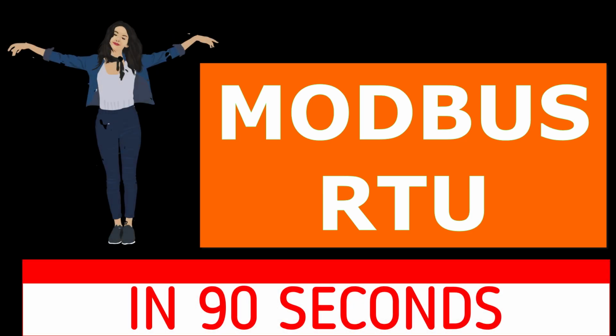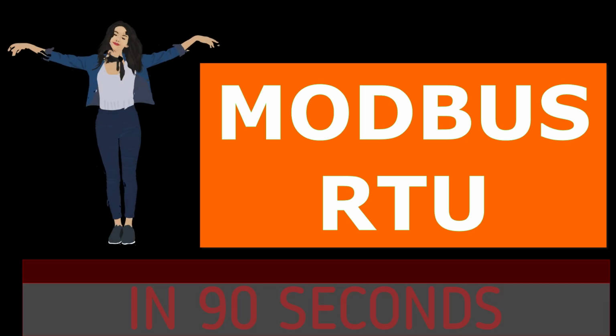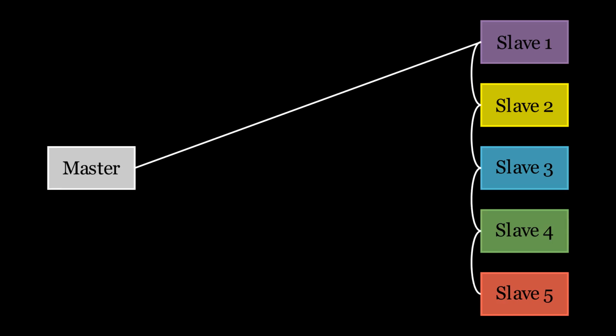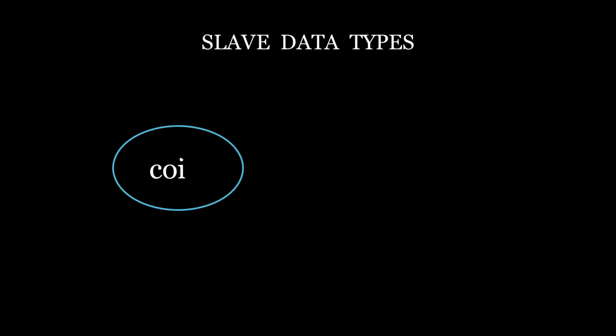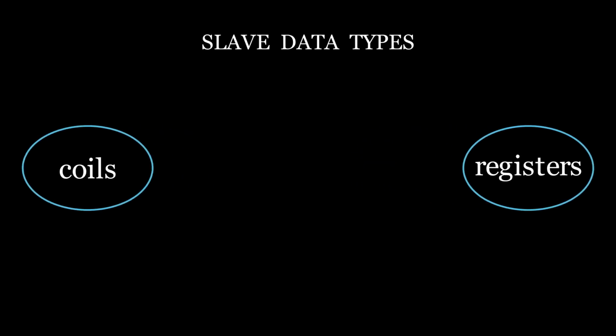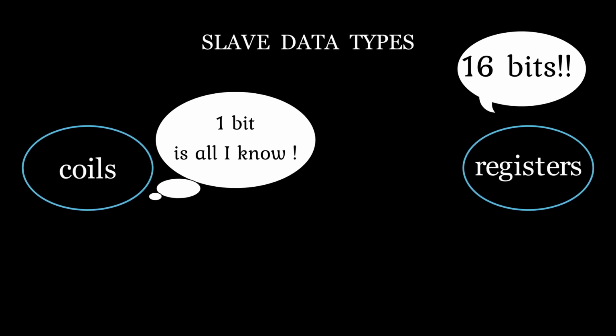Modbus RTU is an industrial communication protocol. A single master device communicates with multiple slave devices over a RS-485 network. There are two basic data types, coils and registers. Coils represent a 1-bit value, while registers represent a 16-bit value.